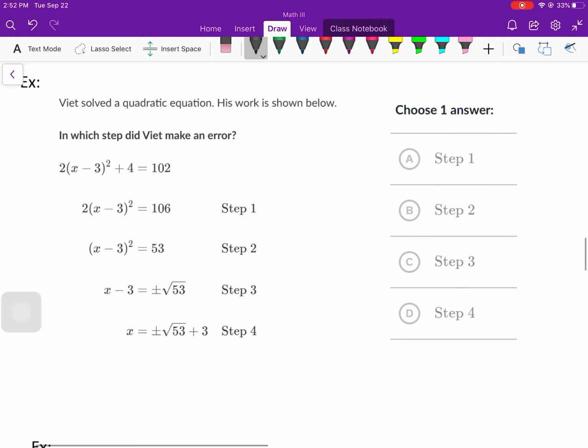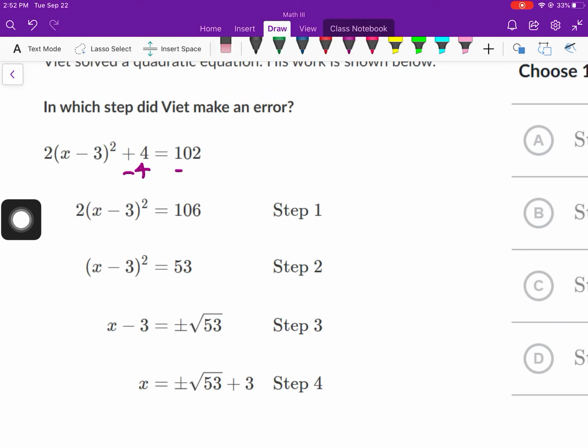I think this is where people get a little more upset. Where did Viet make an error? So let's look through this. Subtract the 4, so this should be a 106. Oh, no. Subtract the 4, right? If we subtract 4, wouldn't that give us 98? Because we're subtracting. Remember, this is a plus 4, so to get rid of it, we would go minus 4. And so that being said, this should be a 98.